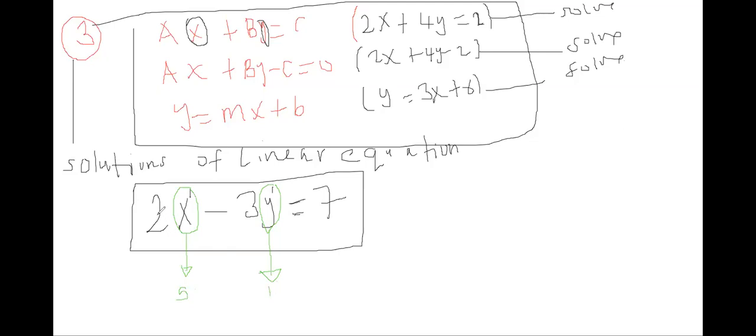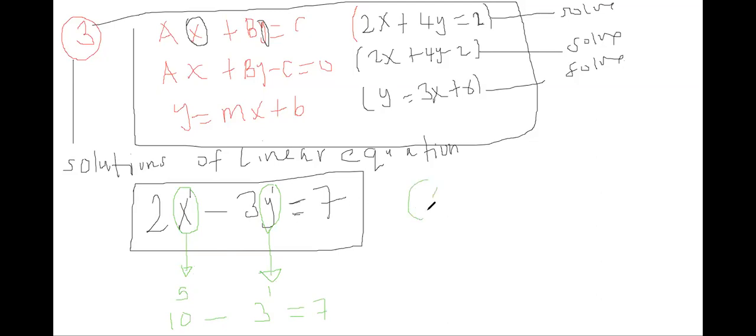If you look at this, 2 times 5 is 10. Then minus 3 times 1. We said that the value of y is 1. So that will give us 3. So 10 minus 3 will give us 7. So the solution to this linear equation is what?